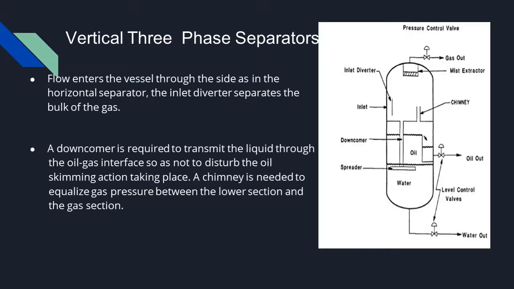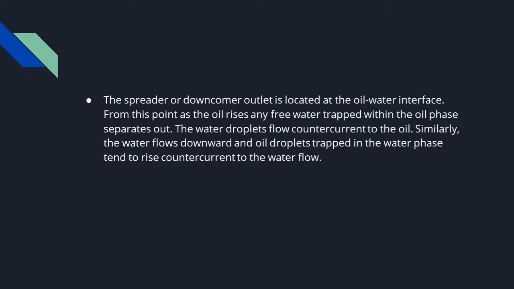So what are vertical three-phase separators? On the right side, the diagram has been given, which is exactly the same as the two-phase separator, with the difference that it has a downcomer, chimney, and spreader. Flow enters the vessel through the side, as in the horizontal separator. The inlet diverter separates the bulk of the gas. A downcomer is required to transmit the liquid through the oil-gas interface so as not to disturb the oil skimming action taking place. A chimney is needed to equalize gas pressure between the lower section and the gas section.